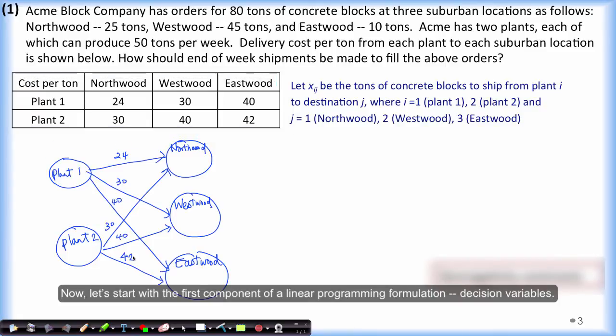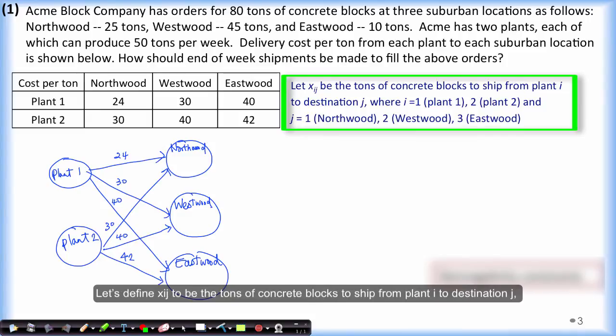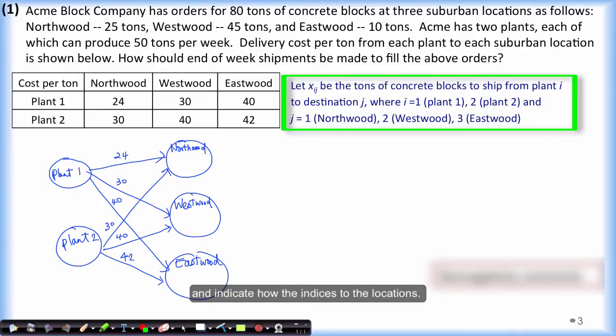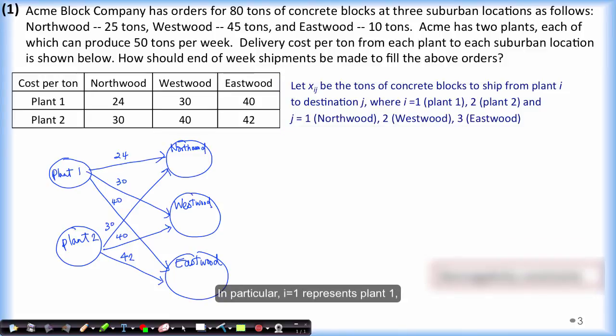Now, let's start with the first component of the linear programming formulation, which is the decision variables. Let's define Xij to be the tons of concrete block to ship from plane i to destination j. Remember to indicate how the indices map to the locations. In particular, i equal to 1 represents plane 1, and i equal to 2 represents plane 2, and j equal to 1 represents Northwood, j equal to 2 represents Westwood, and j equal to 3 represents Eastwood.